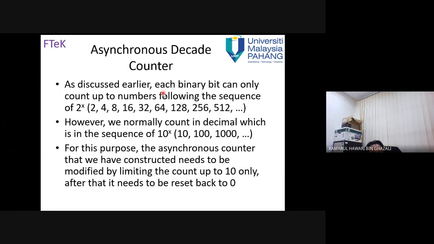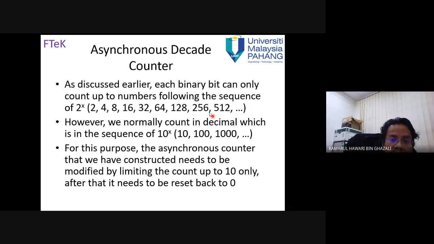As discussed earlier, each binary bit can only count up to numbers following the sequence of 2 power of x, which is 2, 4, 8, 16, 32. Kalau kita ada satu flip-flop, kita boleh count 0, 1. Kalau kita ada dua flip-flop, which is 2 power of 2, kita boleh count 0, 1, 2, 3. 00, 01, 10, 11.